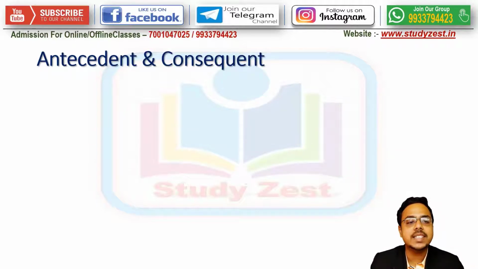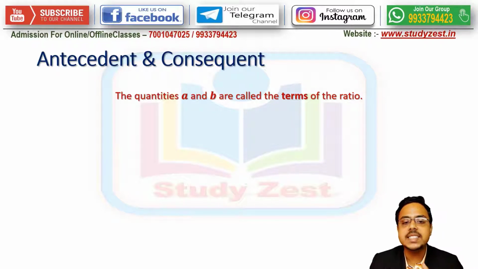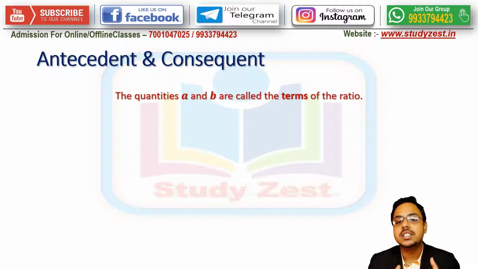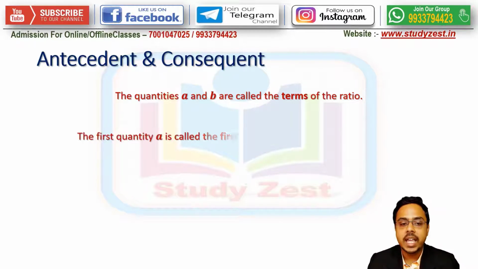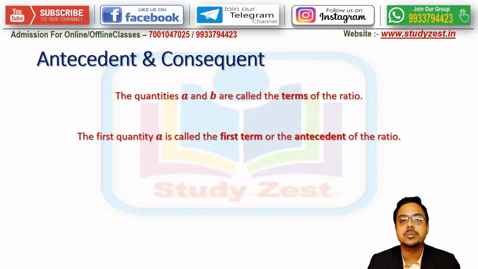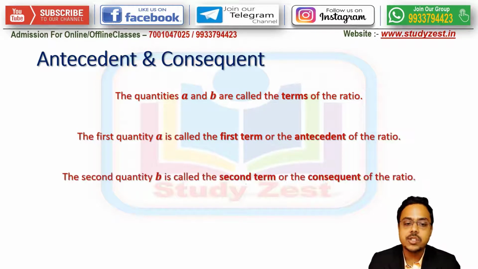Now, what is an antecedent and what is a consequent? The quantities A and B are called the terms of the ratio here. And of these two terms, A is called the first term or the antecedent of the ratio, and B is called the second term or the consequent of the ratio.